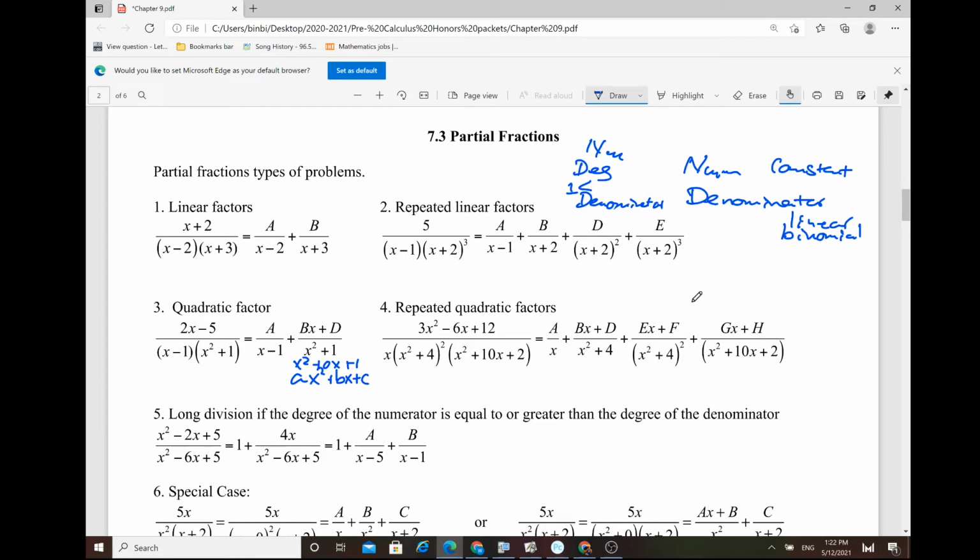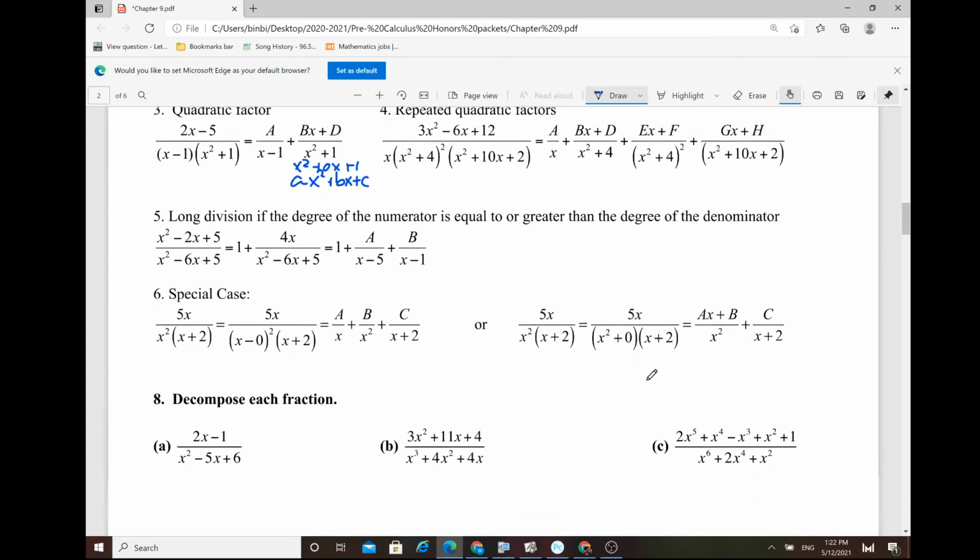Again, to solve for A, B, D, E, F, G, and H, we need to set up a comparison system of equations so we can find out all of the constants. We'll get to some examples like this later.